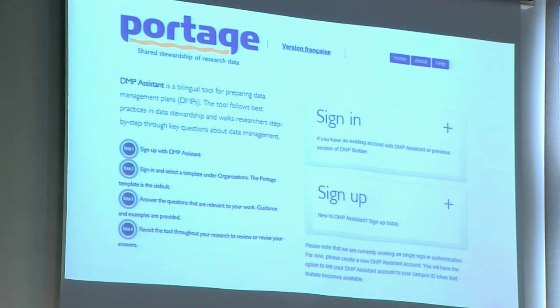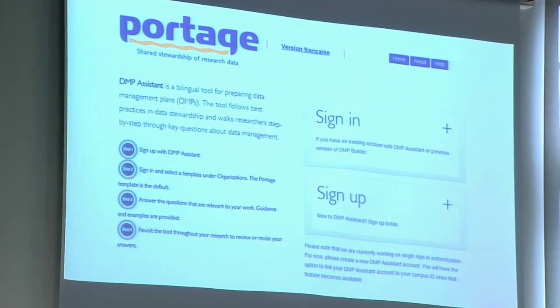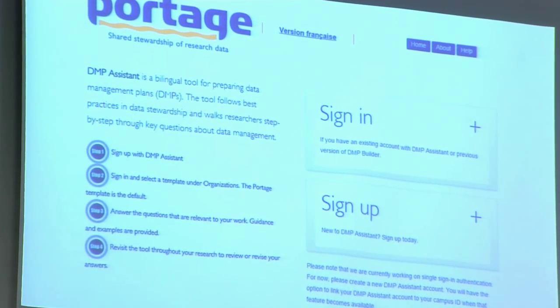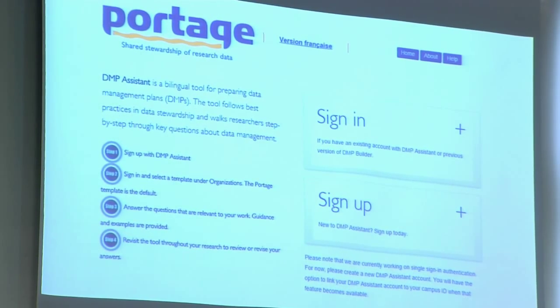So what does it look like? When you go to that Portage website, this is what you see. There is a sign in and a sign up. So I have a login already, so all I had to do was sign in. If you don't have a login, you fill in the sign up part. It asks a bunch of things about where you're from and your institution email address. You're supposed to get a message back confirming your account, and then you're good to go.